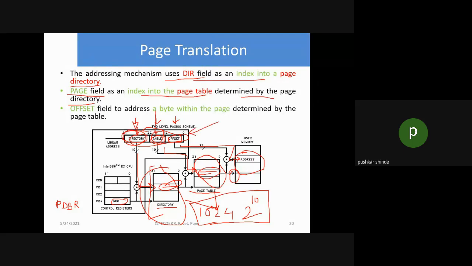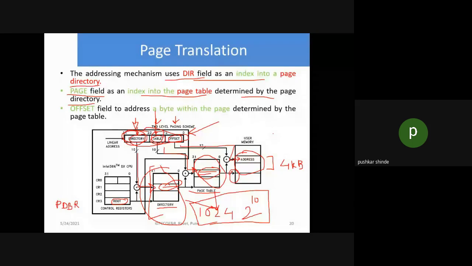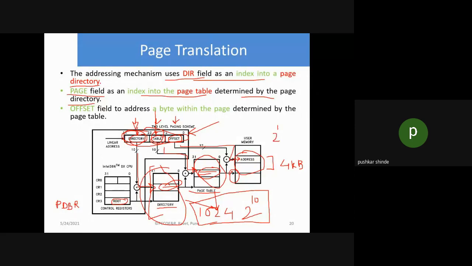So the page is of 4 kilobytes, isn't it? One page is of 4 kilobytes. So the offset is of 12 bits, because 2 raised to 12 is 4 kilobytes. So one of the locations in the 4 kilobyte page is identified by the offset.